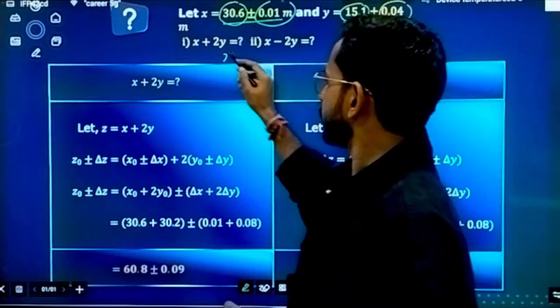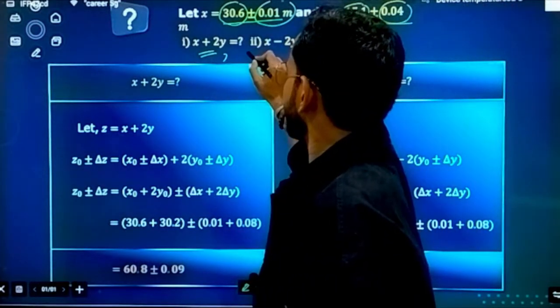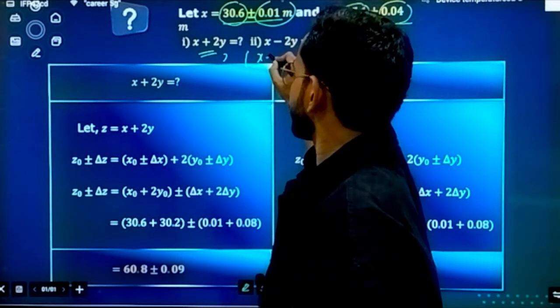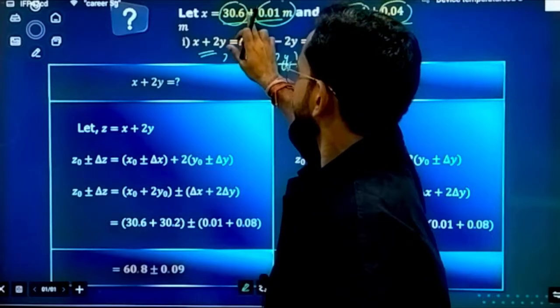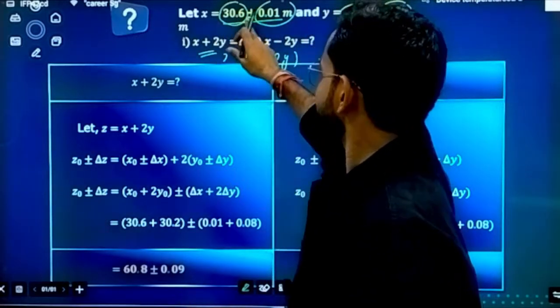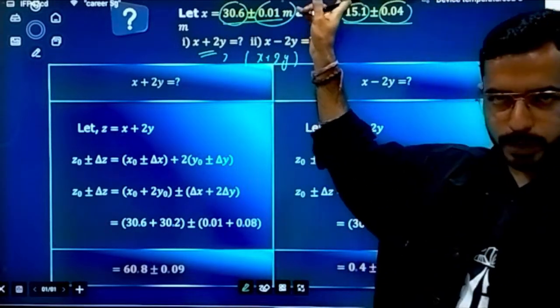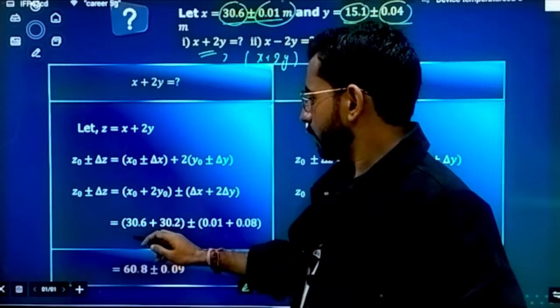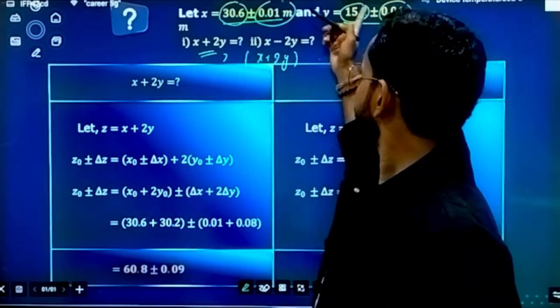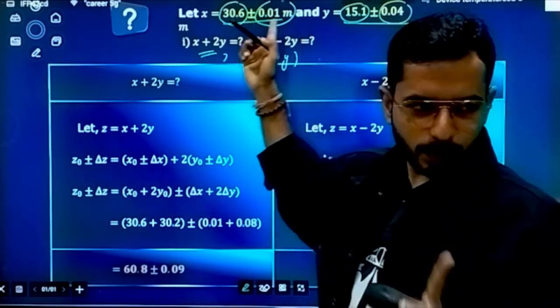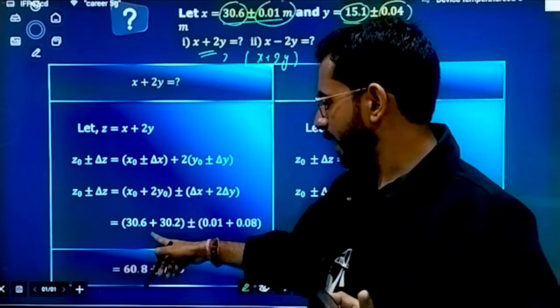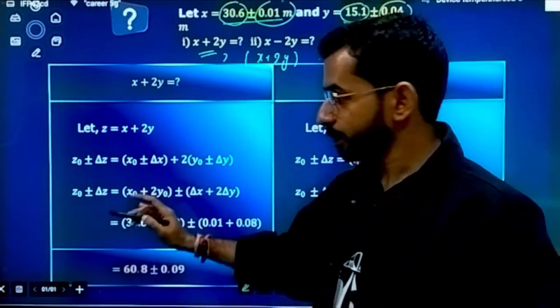Now how will you be writing this portion? Firstly, calculate the absolute part, that is x plus 2y. Then you will be writing 30.6 plus 2 times 15.1. Check what value comes. 30.6 will be as it is, and 2 times 15.1 will give you 30.2. Correct? 30.2, and you will be writing the as-it-is portion.